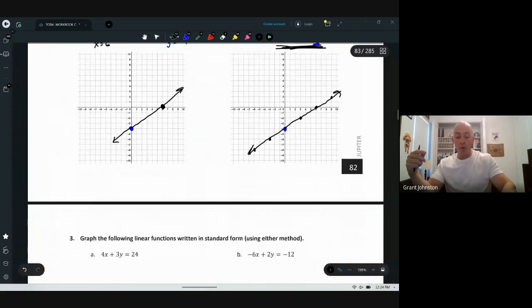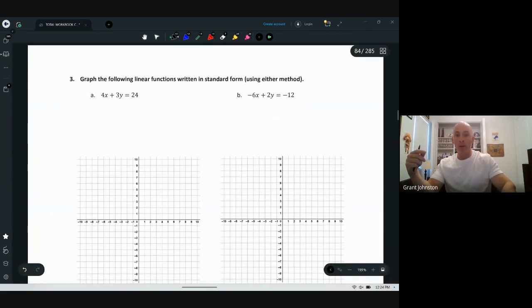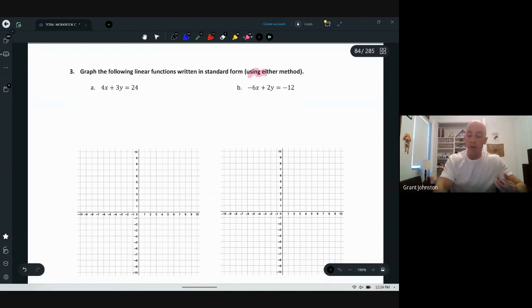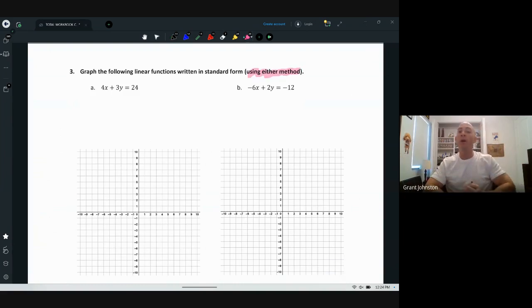So as you do the rest of these problems, it is totally up to you. It says using either method. You pick. Do whatever you want to do. Graph it however you like. So I'm going to let you finish the rest of it.